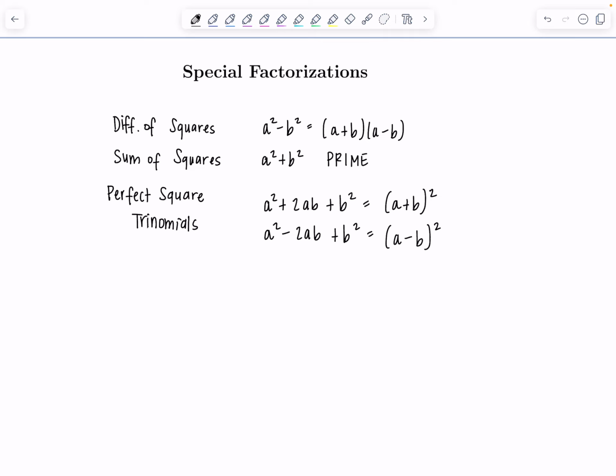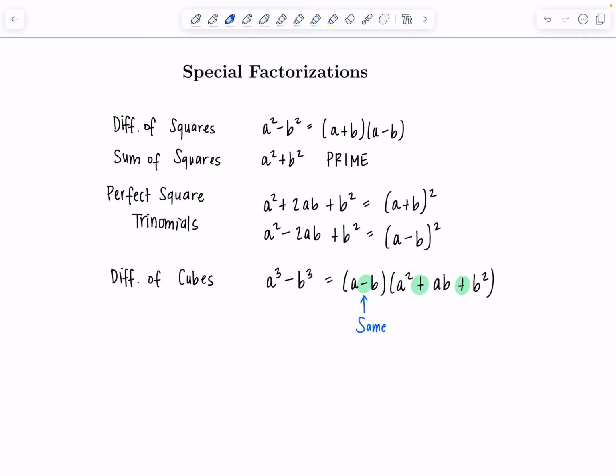And then we have a difference of cubes. So a difference of cubes would be a cubed minus b cubed, and it factors as follows: a minus b, a squared plus ab plus b squared. And to help you remember how to factor this, you can use the mnemonic SOAP to keep all the signs straight. So I'll show you what SOAP stands for right now.